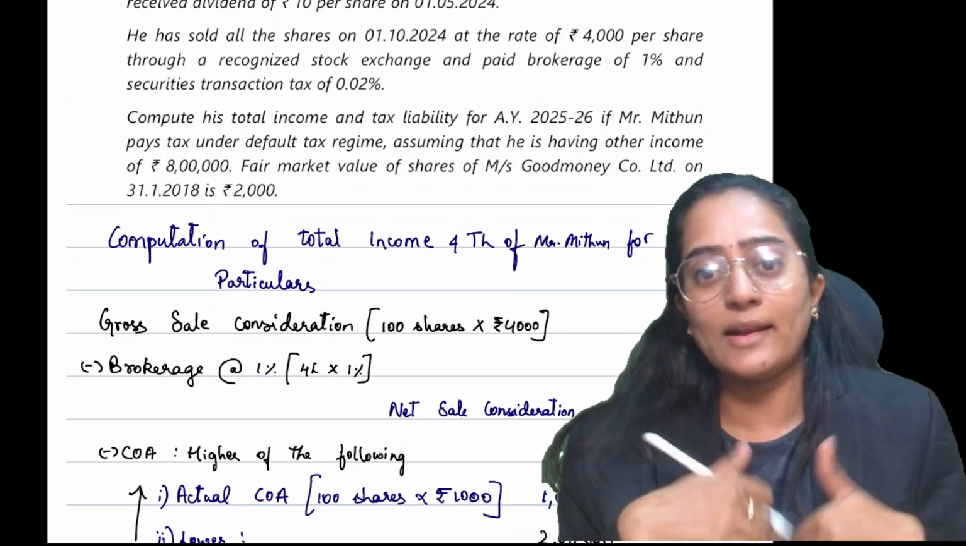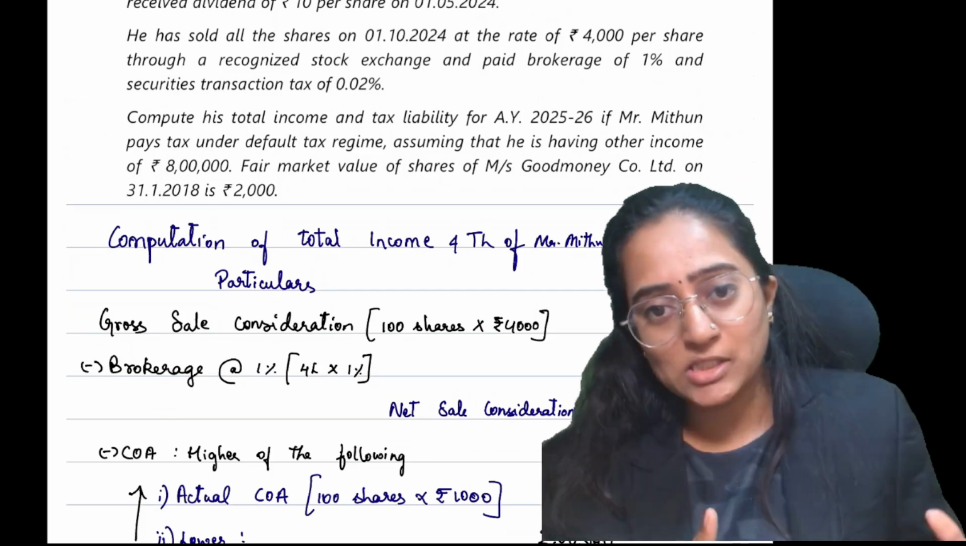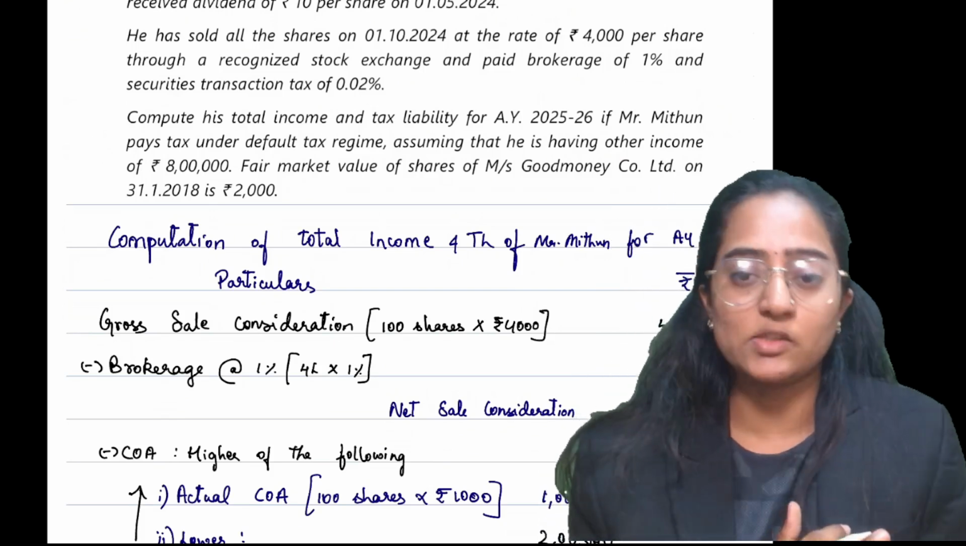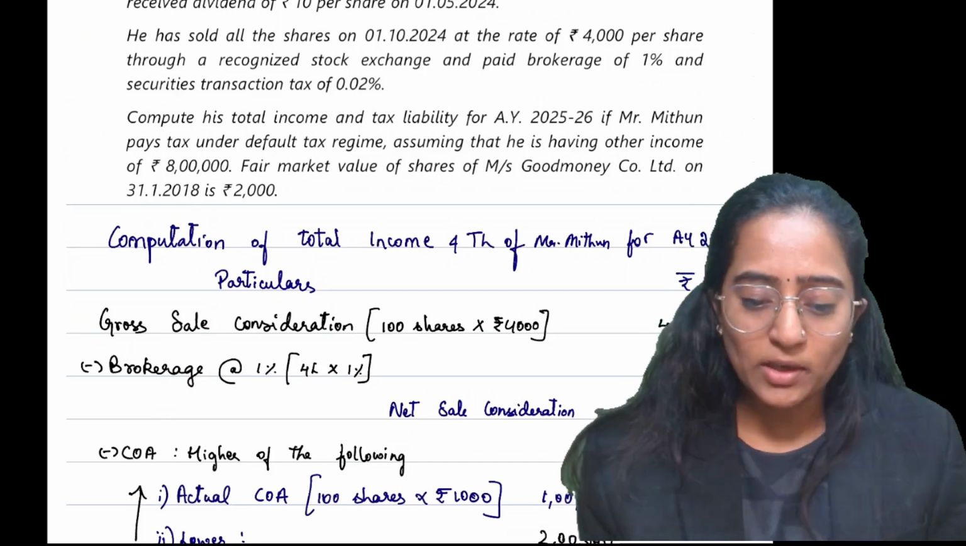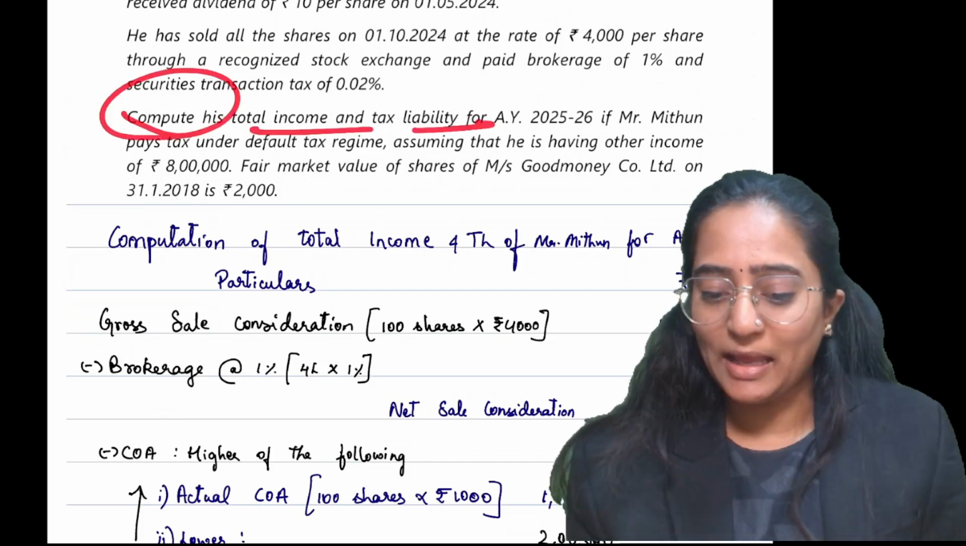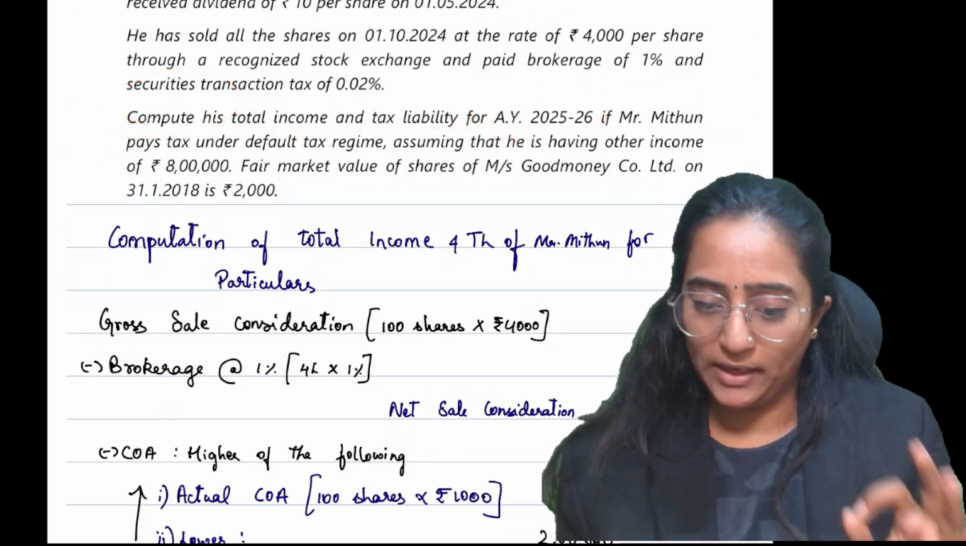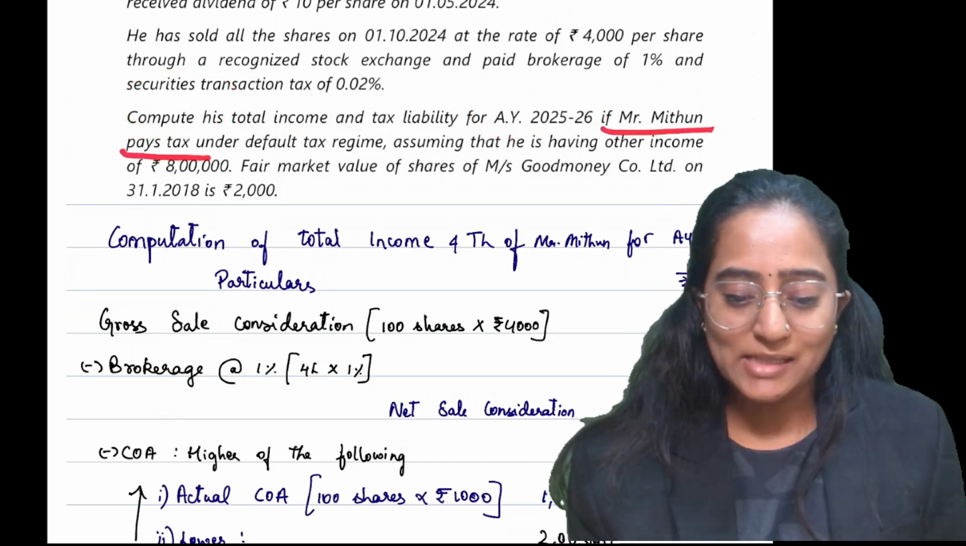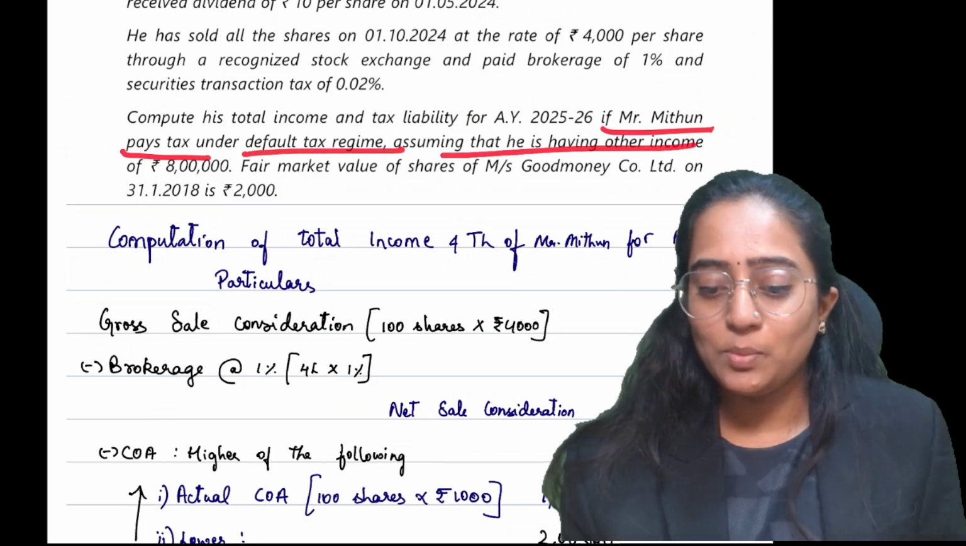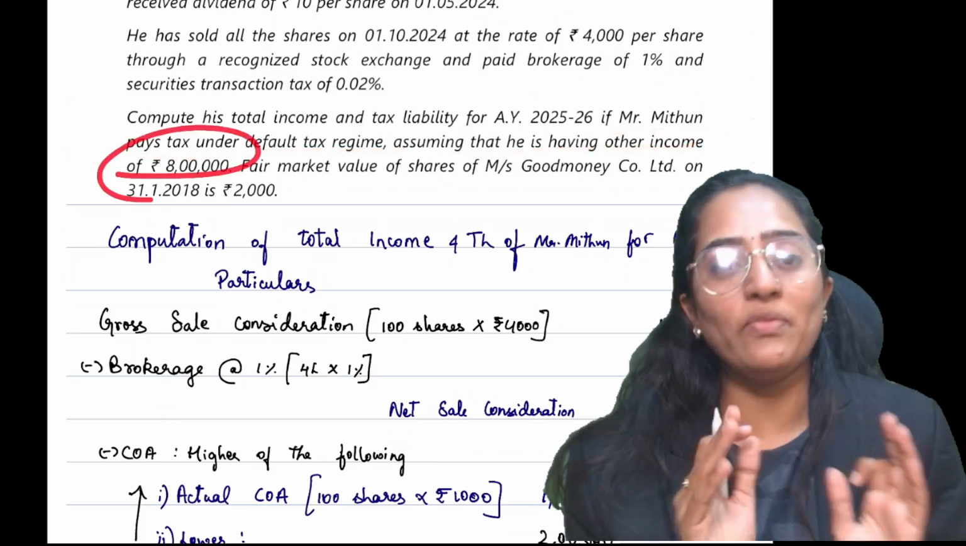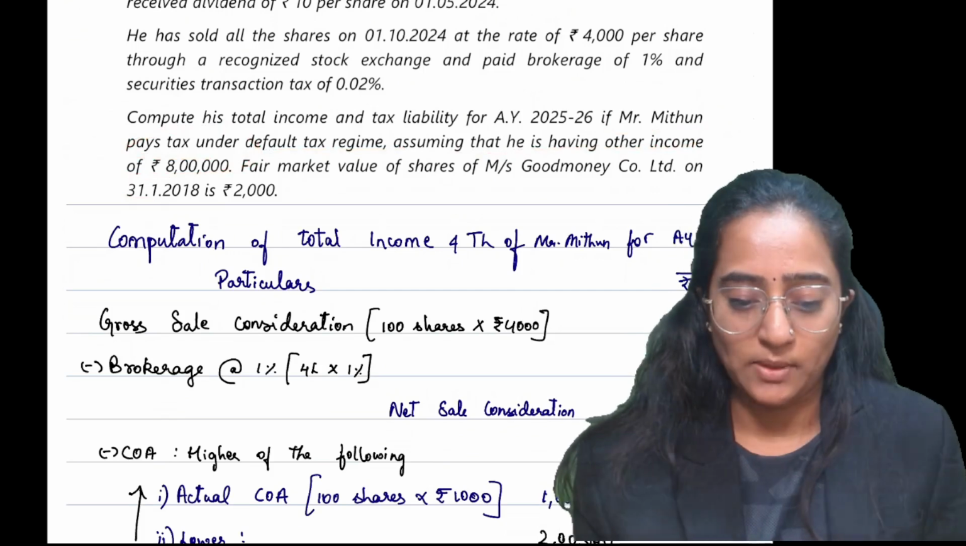It is going to be considered as expenses only in case of your PGBP, that if it is considered as your business. Okay. Compute his total income and the tax liability for AY 25-26 if Mr. Mithun pays tax under default tax regime, assuming that he is having other income of 8 lakh. He is having other income here as well.